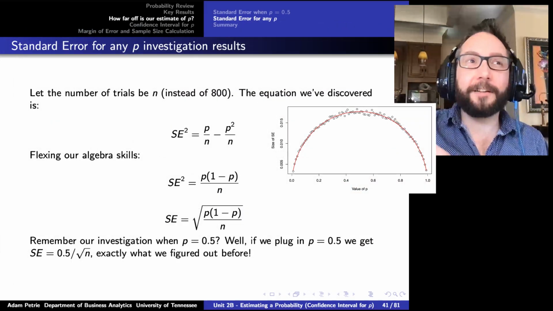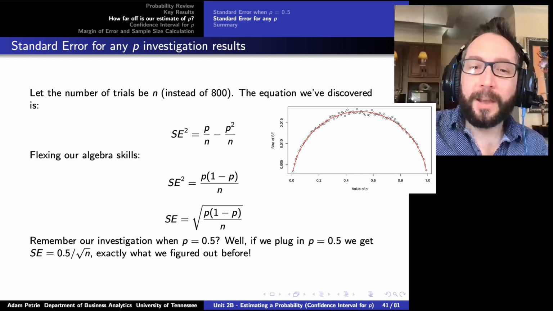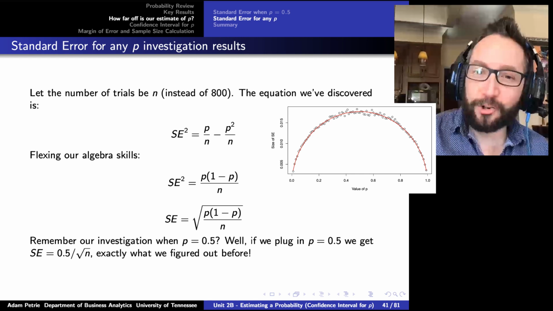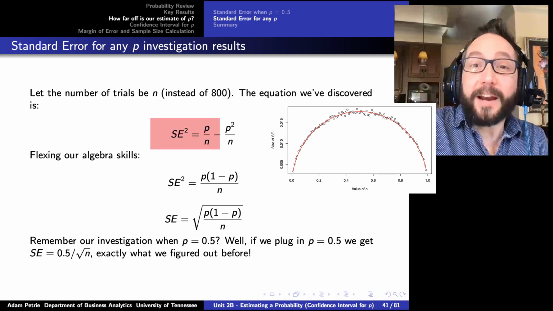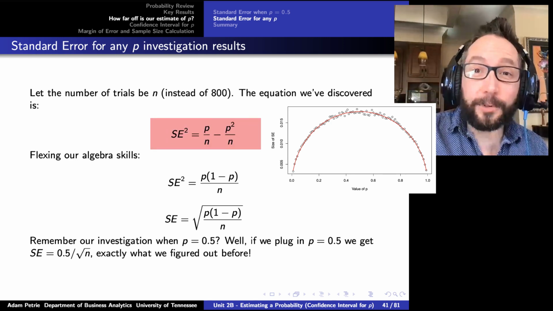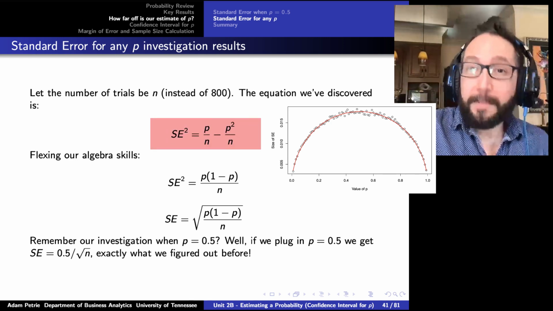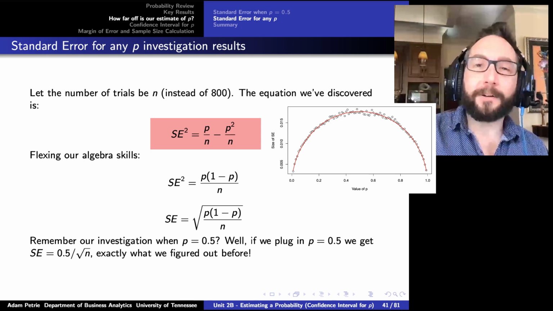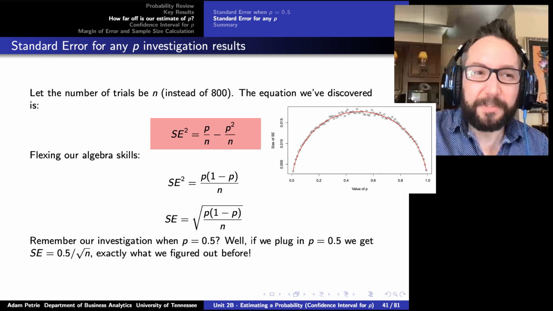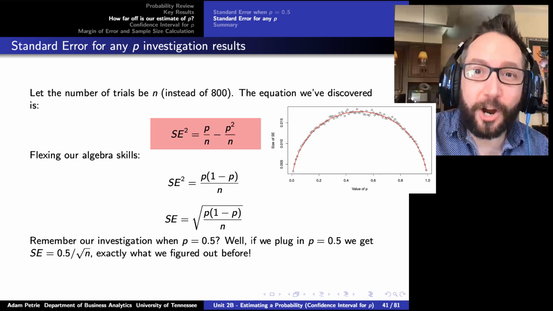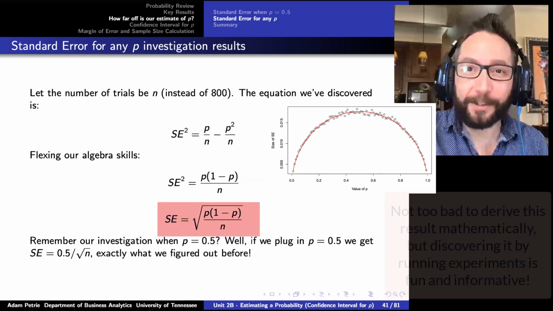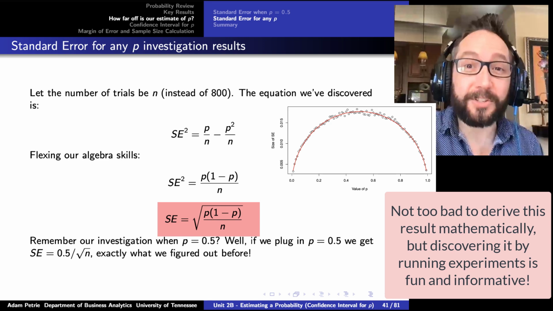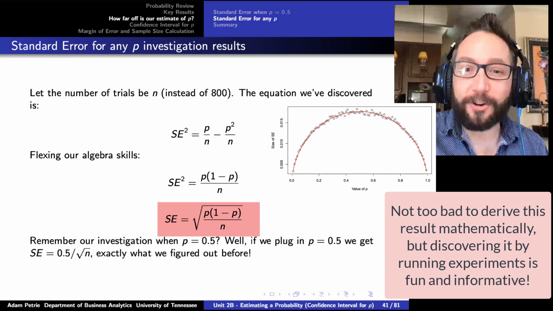And so maybe let's put this all together and propose that perhaps the relationship we're trying to discover is that the square of the standard error is equal to p over n minus p squared over n. That reflects what we saw in that regression model. And it turns out that we've discovered the truth. Mathematically, you can show that this is how the behavior of the standard error works with the sample size and the true value of p that you're trying to estimate.